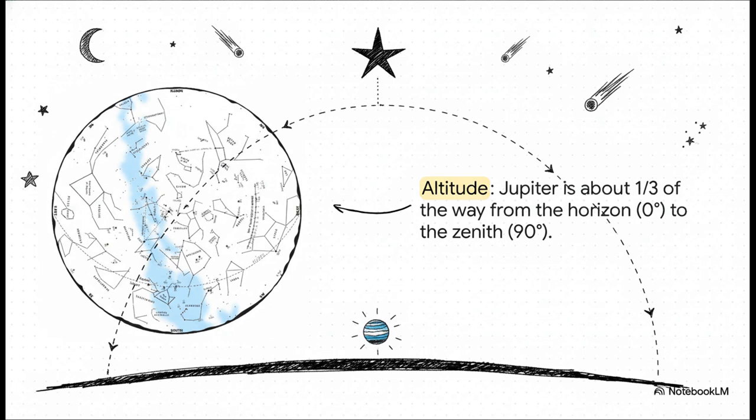All right, step one is altitude. Just by looking, you can tell Jupiter isn't super high in the sky, right? It looks like it's about a third of the way from the horizon, that's the 0-degree line, up to the zenith, which is 90 degrees. So what's a third of 90? Yep, 30. So we can say its altitude is right around 30 degrees.